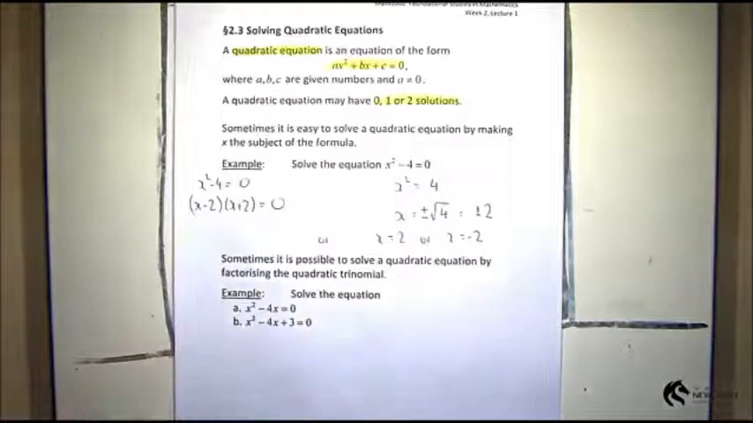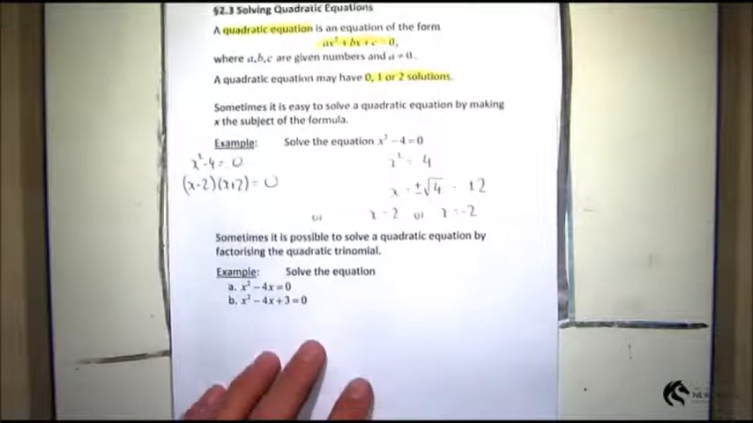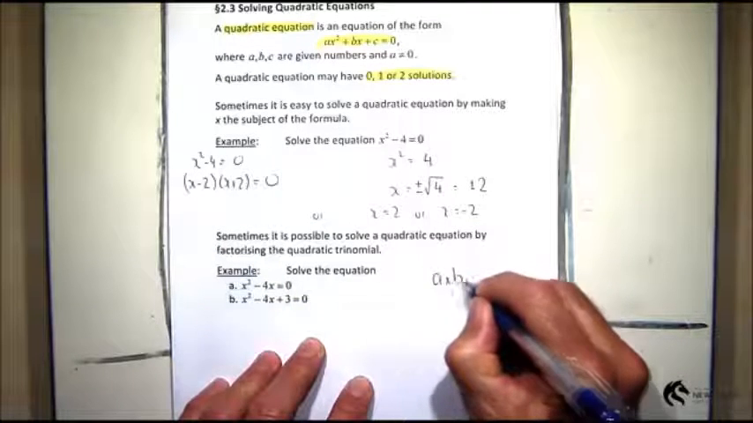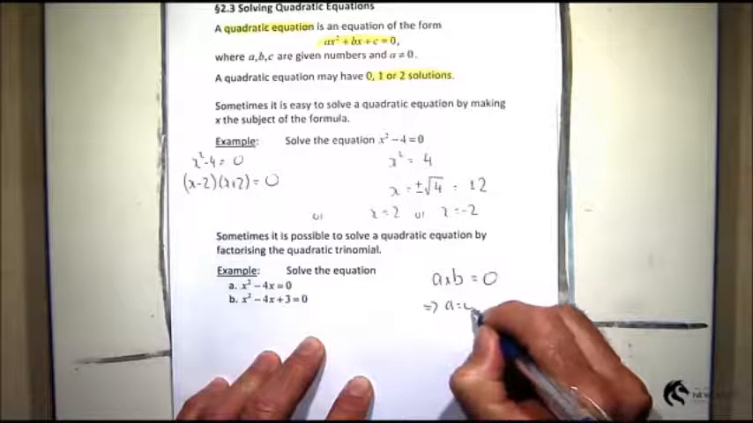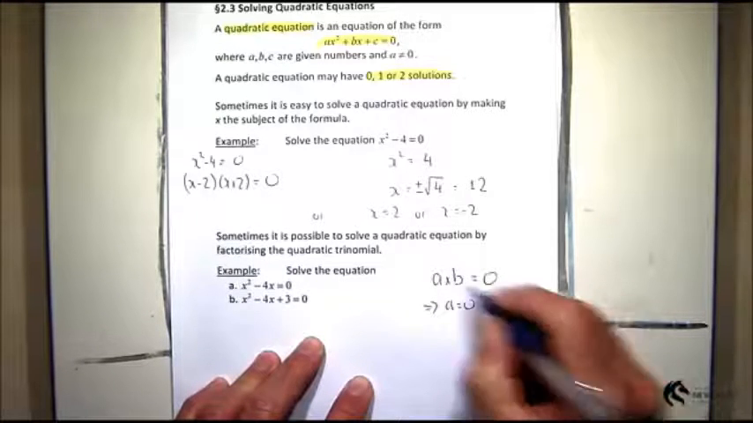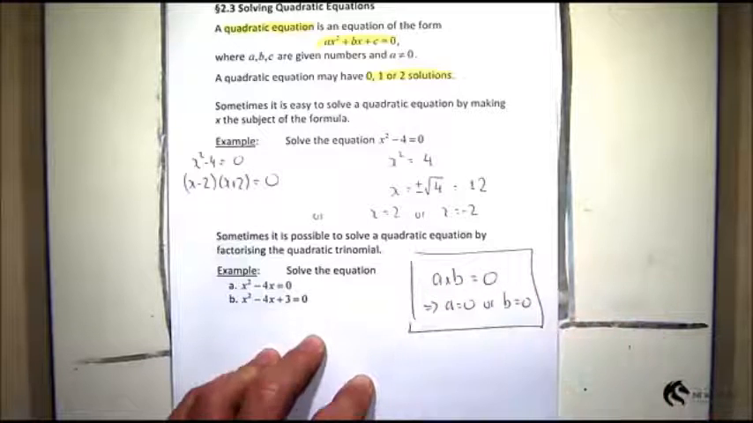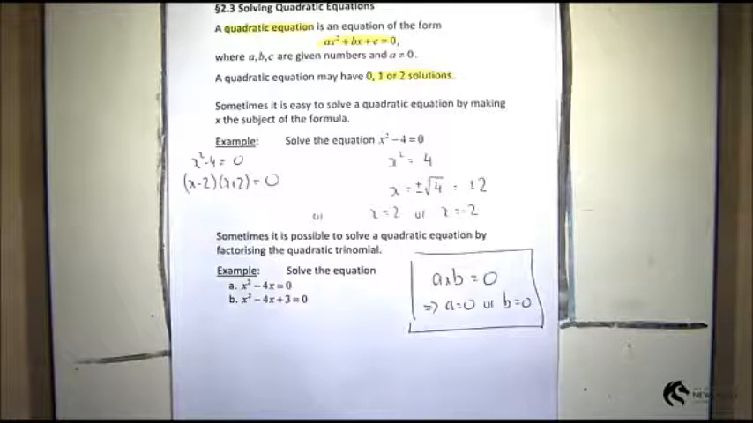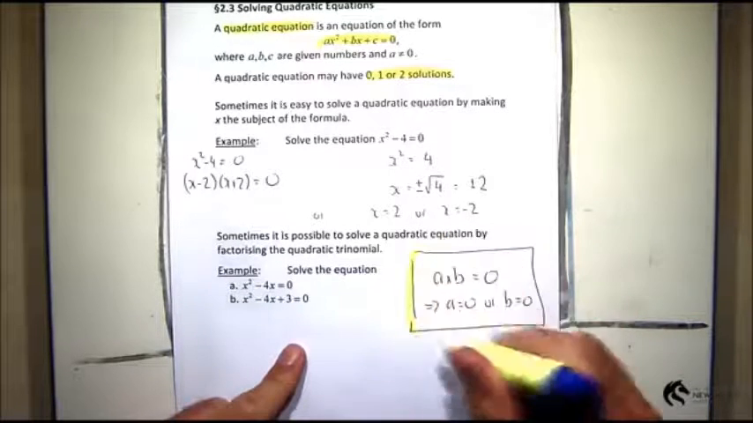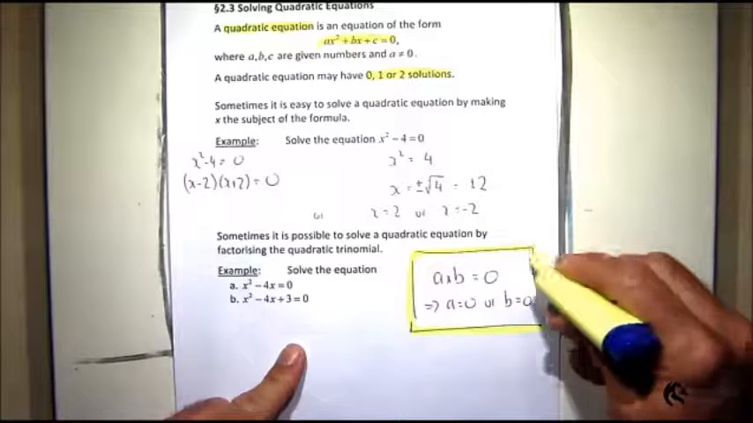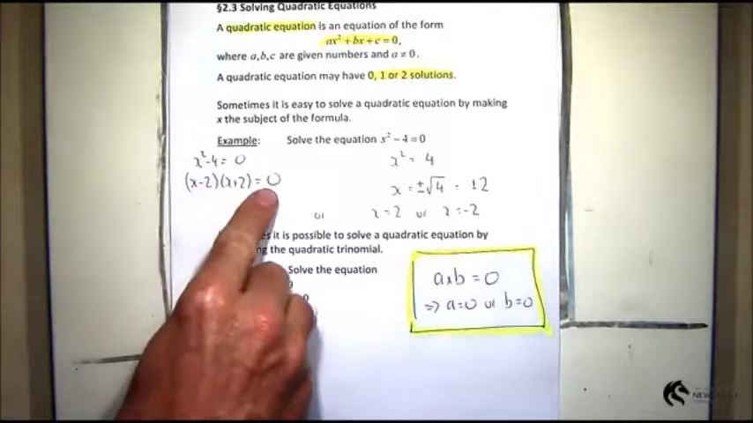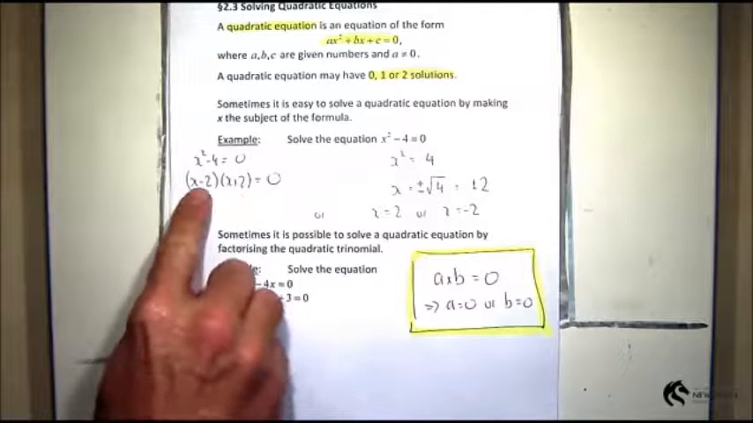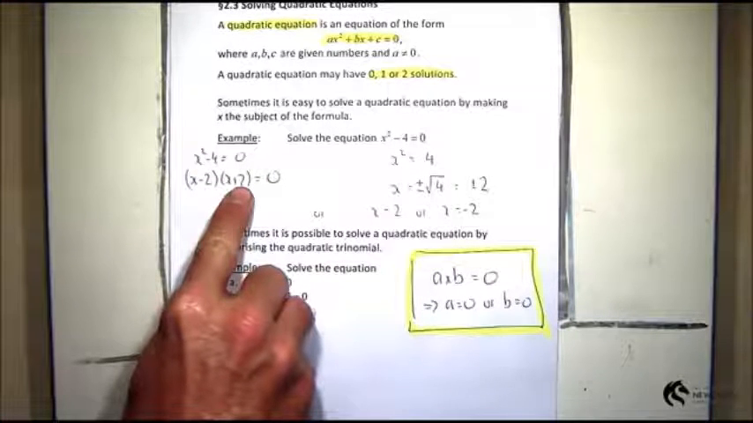Now, I wasn't going to mention this until later, but I'll write it down here. If I've got two numbers, if a times b is equal to 0, then that says either a is equal to 0 or b is equal to 0. That's just an arithmetic fact. If two numbers multiply to be 0, one of them has to be 0. So keep that in mind. That's important, because that's what we're doing here. I've got two numbers that are multiplying to be 0. So that says either that number is 0 or that number is 0.